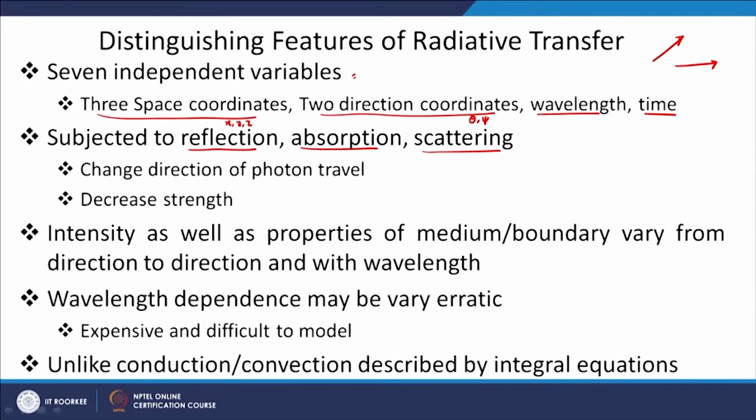Then the radiation is subjected to reflection, absorption and scattering. Heat transfer by conduction and convection is by diffusion, while heat transfer by radiation involves not only diffusion, which is basically the absorption and scattering, but also reflection.